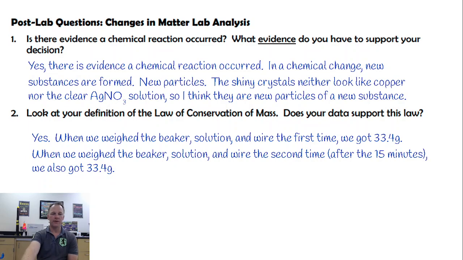All right, hopefully you took a crack at those post-lab questions, but there were some things that we've never talked about in there, so let's talk about them. Number one, is there evidence a chemical reaction occurred? What evidence do you have to support your decision? Yeah, there's evidence a chemical reaction occurred. So if there's a chemical reaction, then we're getting some sort of new substance, some sort of new particle. And if there's a new substance, what are we going to see? We might see a new color. Did we see any new colors? The blue, right?